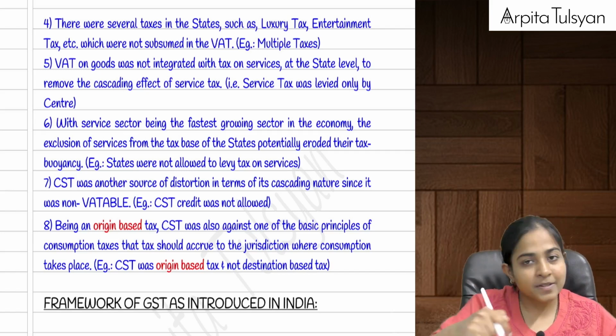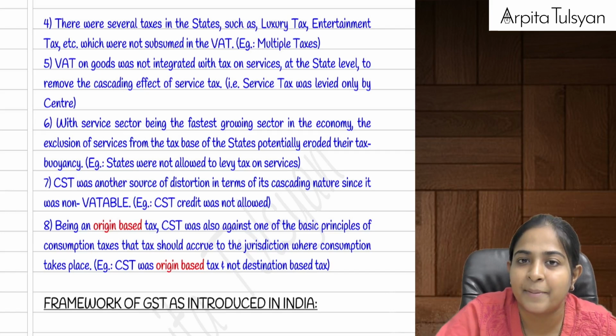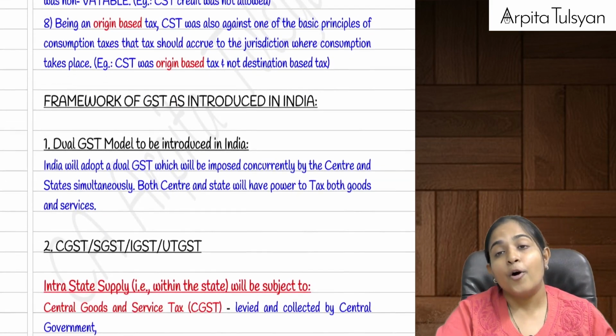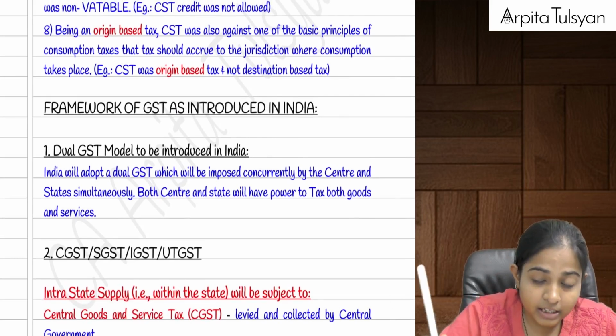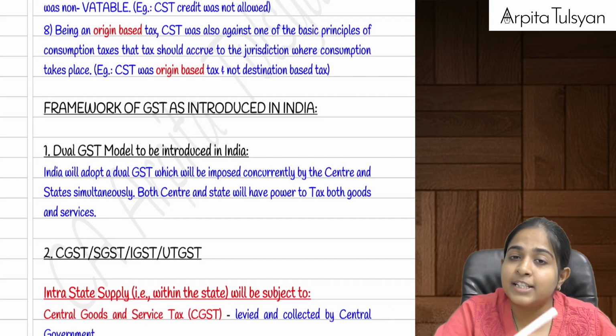Now that problem is resolved in GST, because, as we just studied, we did a constitutional amendment, because of which both of them have the powers to levy taxes. And your CST was totally opposite of GST. In CST, you know what was the logic?